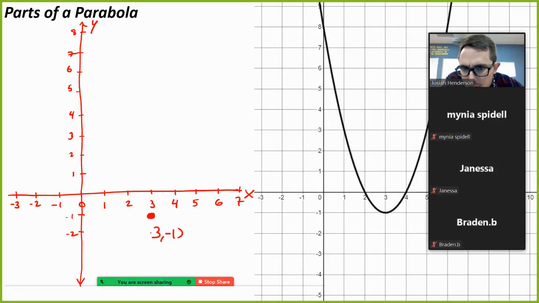Three, -1. And then we're going to do two spots that are close to that. We're going to go 2, comma, 0. So that's 1, 2 spaces over to the right, and then 0 up or down, so right on the X line. Here's that one. Check out my screen for a model. And also 4, comma, 0. So I'll label those. 2, comma, 0 and 4, comma, 0.